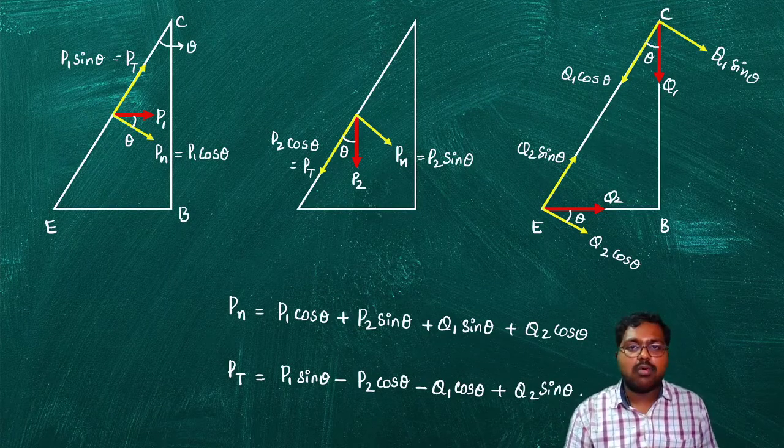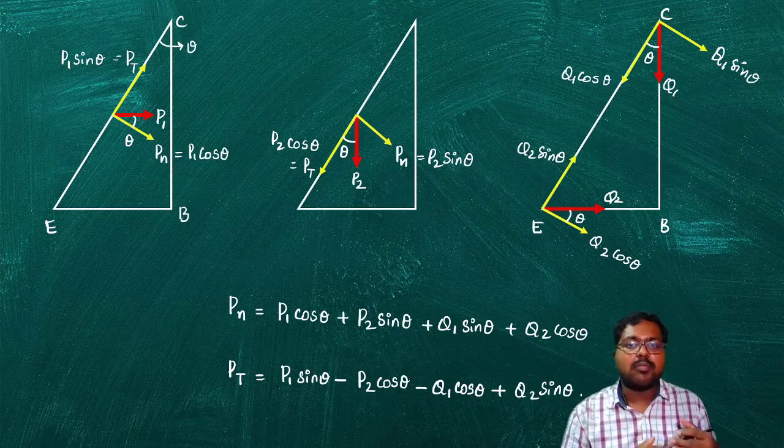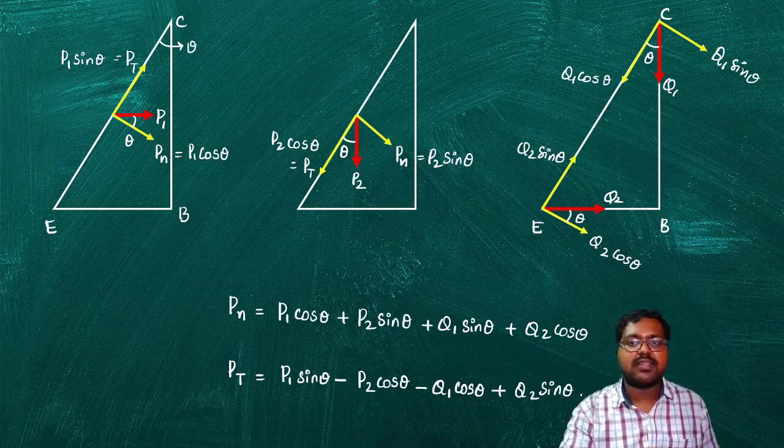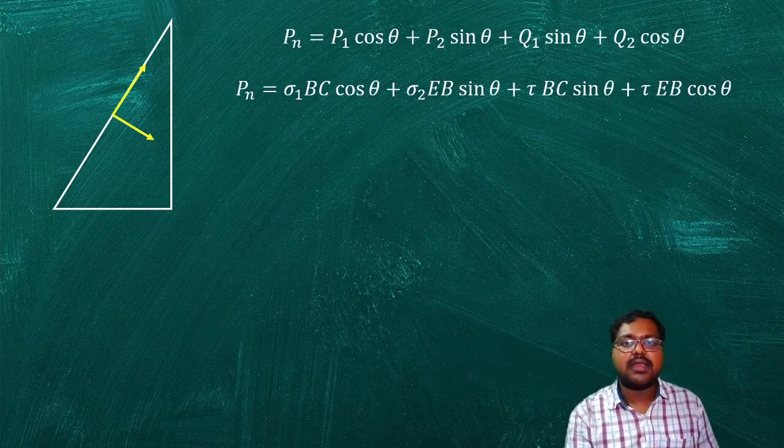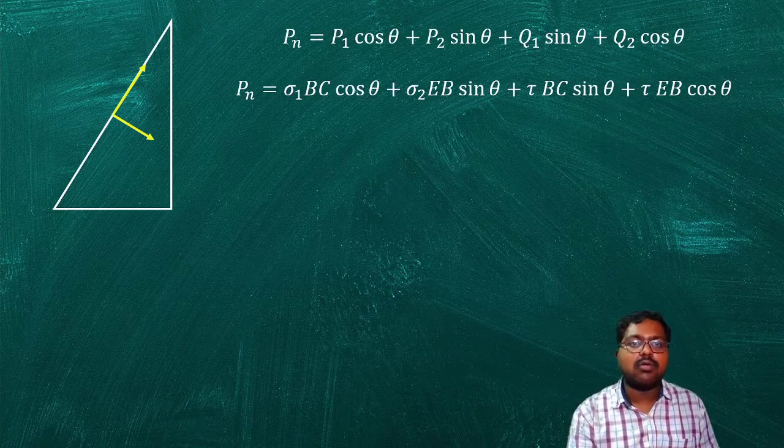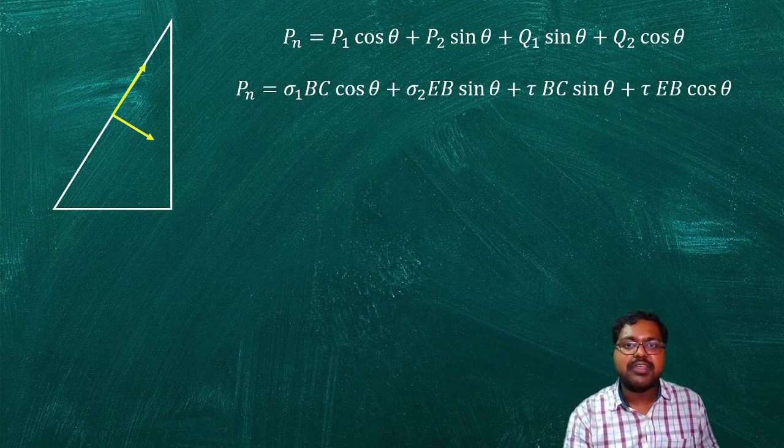From this, now I want to resolve the normal stresses and the shear stresses acting on this plane EC. First, for the normal stresses, I will consider Pn equal to P1 cos theta plus P2 sin theta plus Q1 sin theta plus Q2 cos theta, and we already know the values of P1, P2, Q1, Q2, which are nothing but the corresponding stress into cross-sectional area.